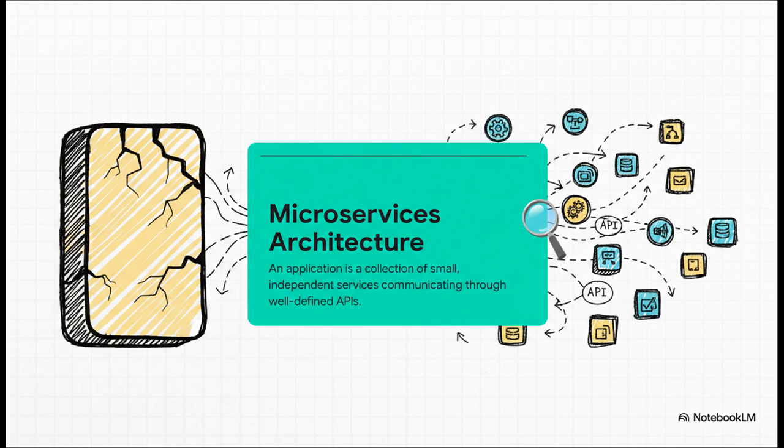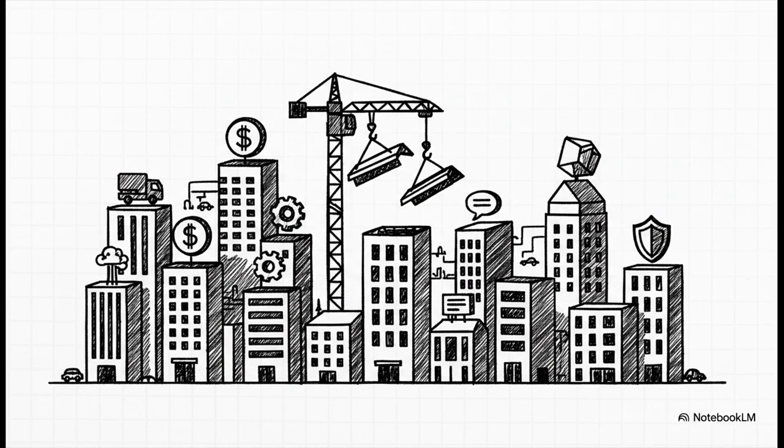It handles one specific job, one business function. And how do they work together? They talk to each other through APIs, which are basically just clear rules for communication. Let's go back to that building metaphor, because it works so well here. If the monolith was that one giant skyscraper, then microservices are like a whole bustling city. You've got specialized buildings everywhere, one for finance, one for inventory, another for customer support.